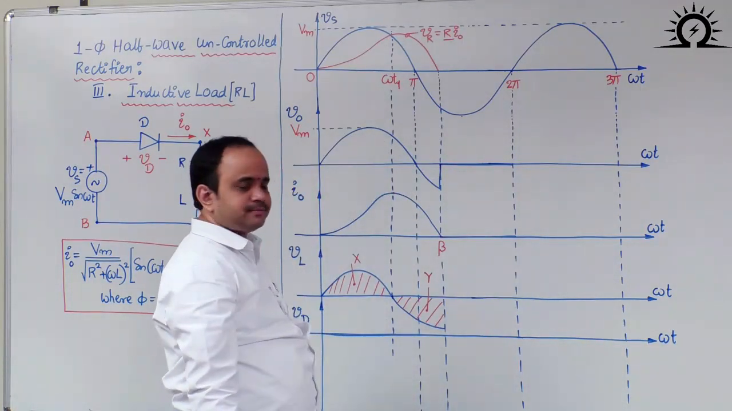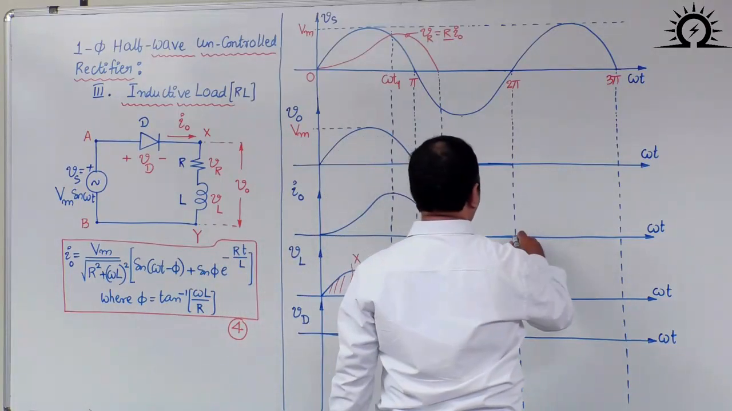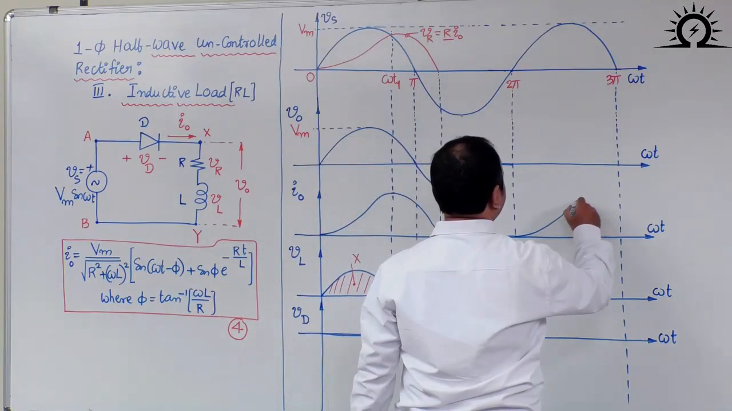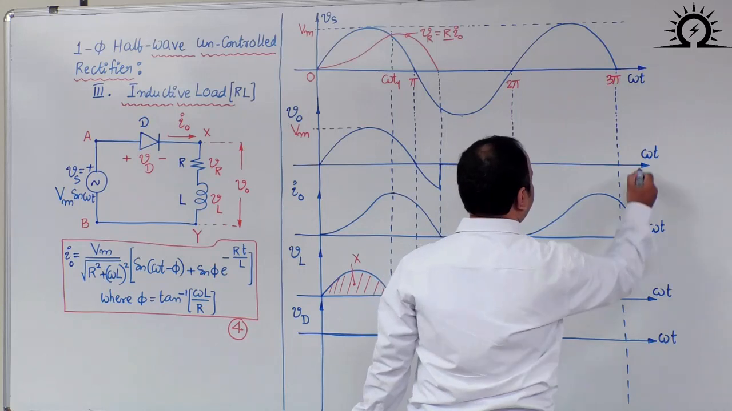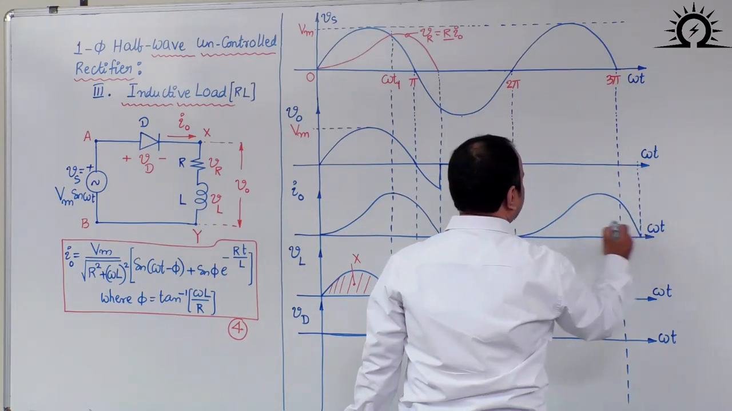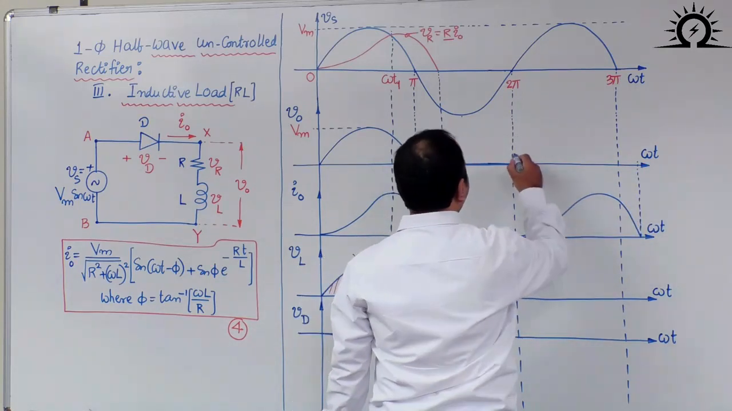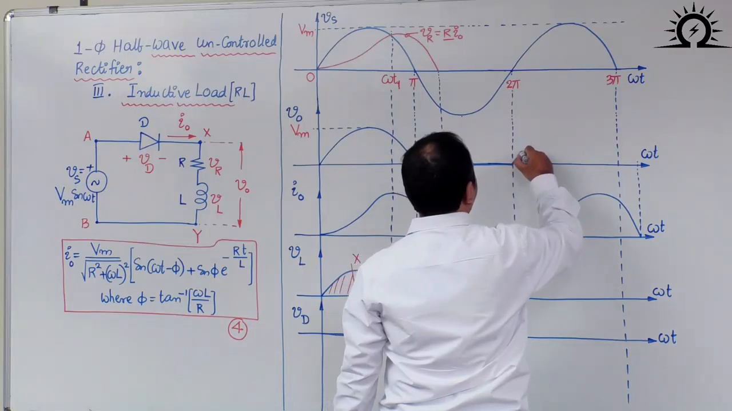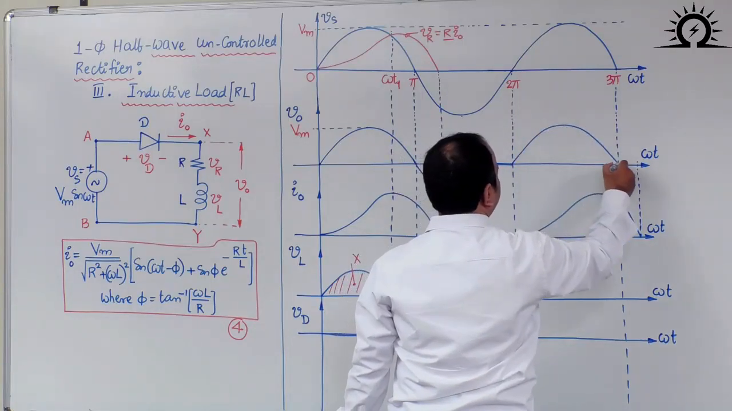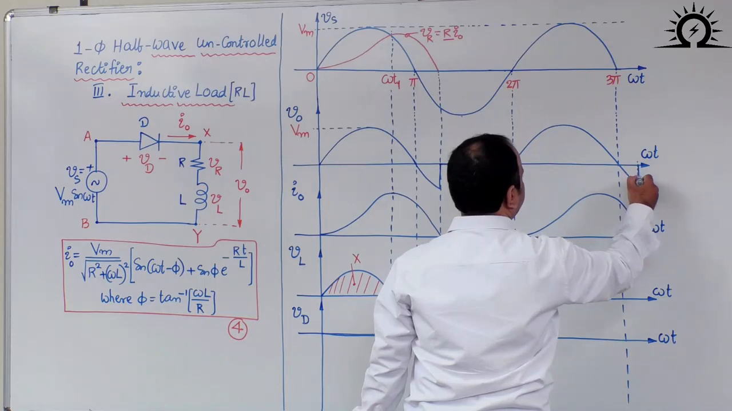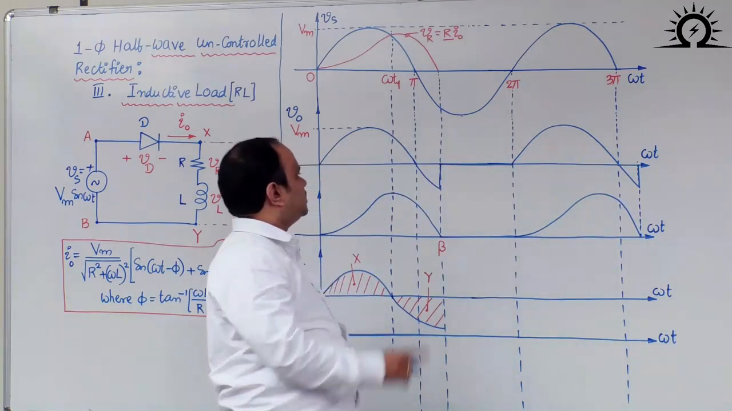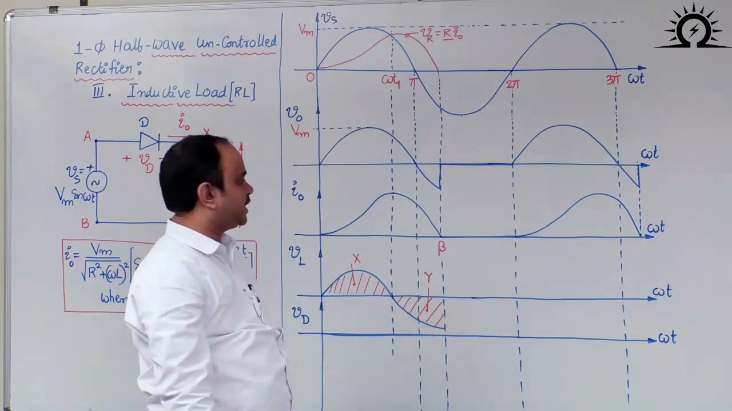After 2 pi, again the same waveform will repeat, and the same waveform will continue. Therefore, on the output voltage side also, the V0 waveform will be something like this. The same waveform will repeat periodically.